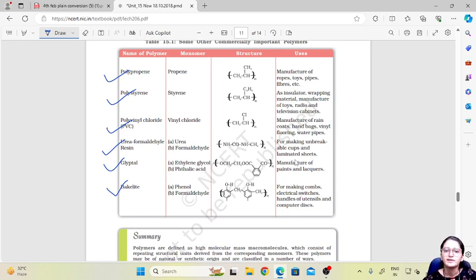Then urea formaldehyde is used in making unbreakable cups and laminated sheets. Glyptal is used in the manufacture of paints and lacquers, and bakelite is used for making combs, electrical switches, handles of utensils and computer disks. So these are of commercial importance because their uses are given as such.